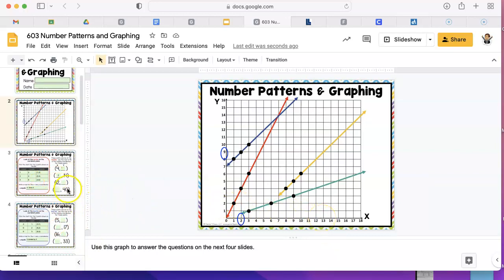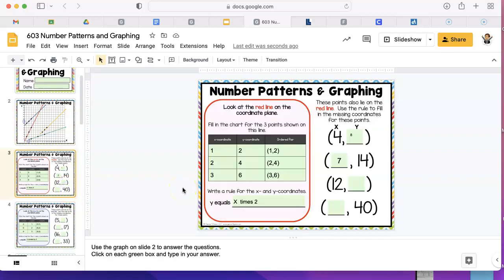Oh, I have to see a pattern. Okay. These points also lie on the red line. Use the rule to fill in the missing coordinates for these points. 4 and 8. Okay, I get it.